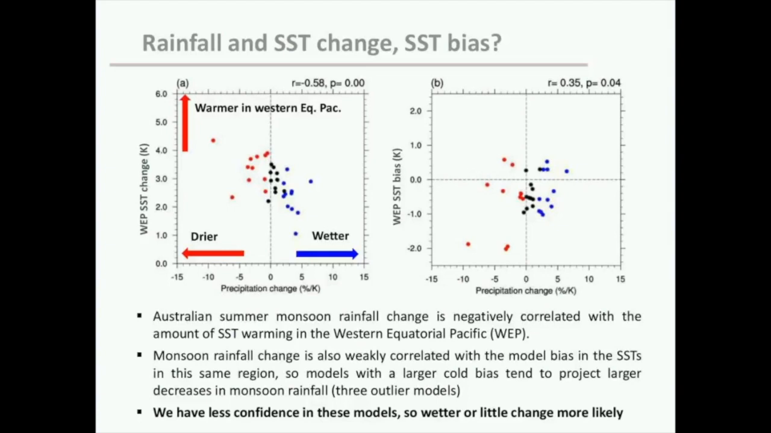In terms of the bias, in the second plot, those models that have a larger bias tend to have a drying, and in particular, there's a group of outlying models down here that have very large biases. So we have less confidence in the ones that have a large bias in the western equatorial Pacific and simulate relatively large drying, which makes us think that wetter or little change are more likely rainfall projections.